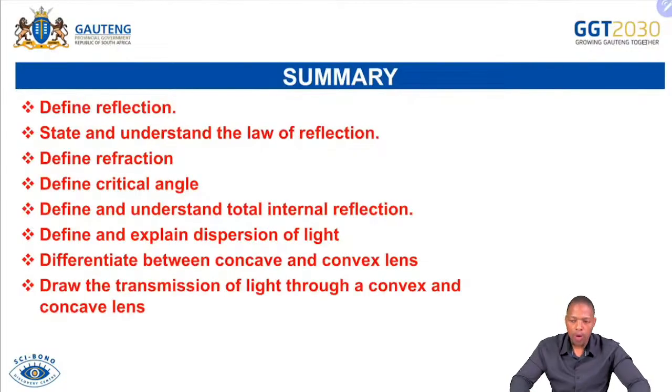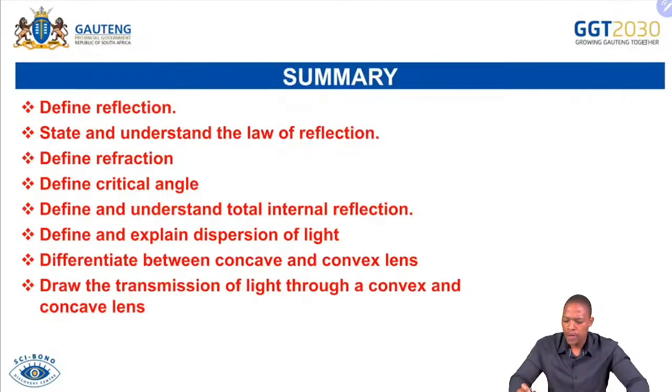Right, so let's just go through the summary of what we have looked at. We have looked at reflection, we have looked at laws of reflection, we have looked at refraction, and then we looked at the critical angle. And from looking at the critical angle, that led us to total internal reflection. And then from there, we looked at dispersion of white light, and then the application of light through concave and convex lenses, and the transmission of light through a convex lens and a concave lens, drawing all those diagrams. Okay, so those are the most important things that you want to look at, grade 12.